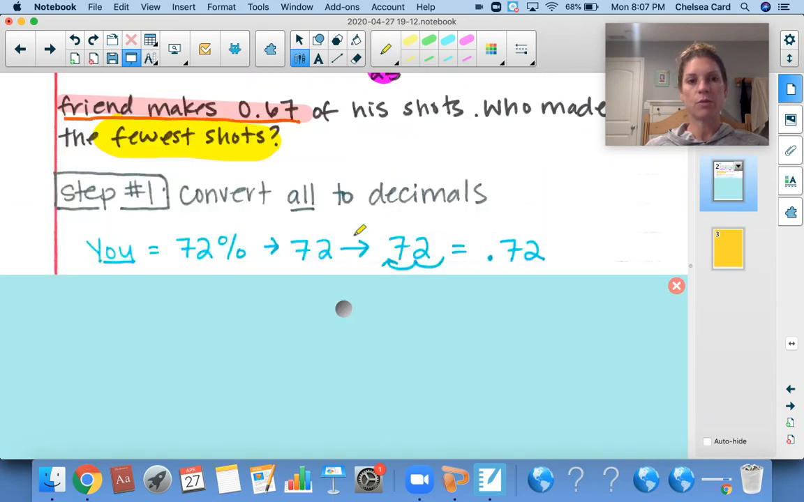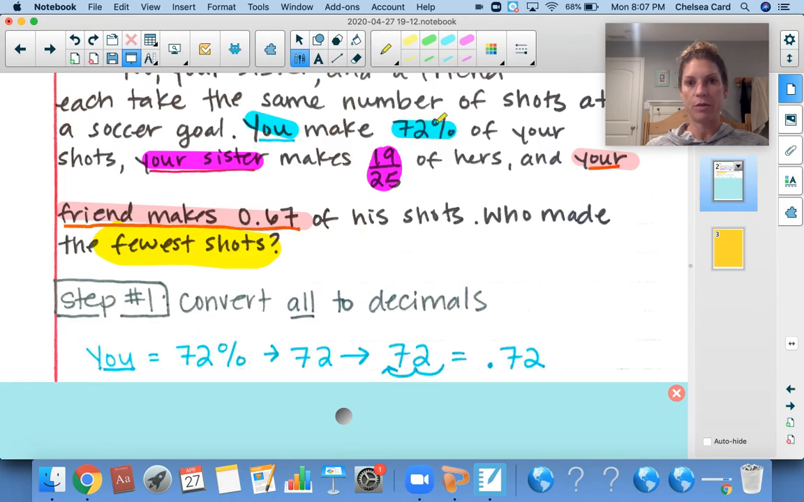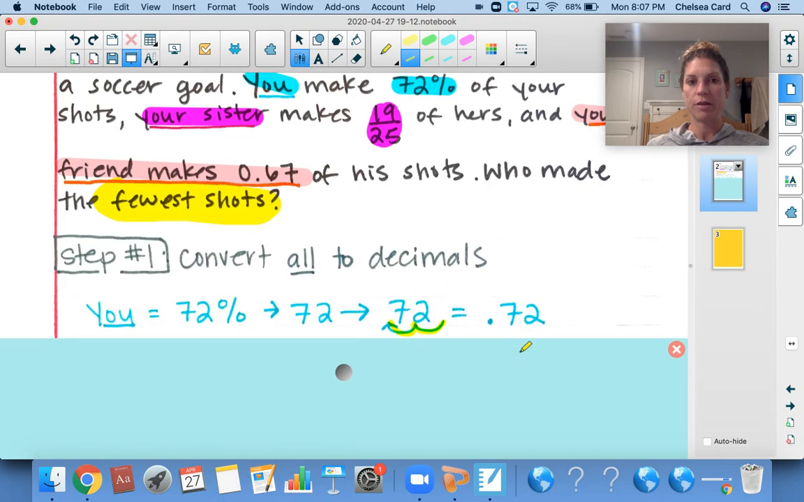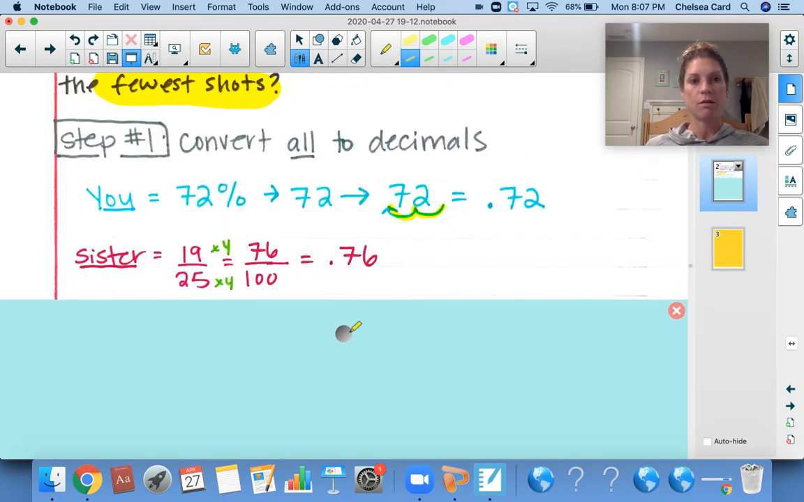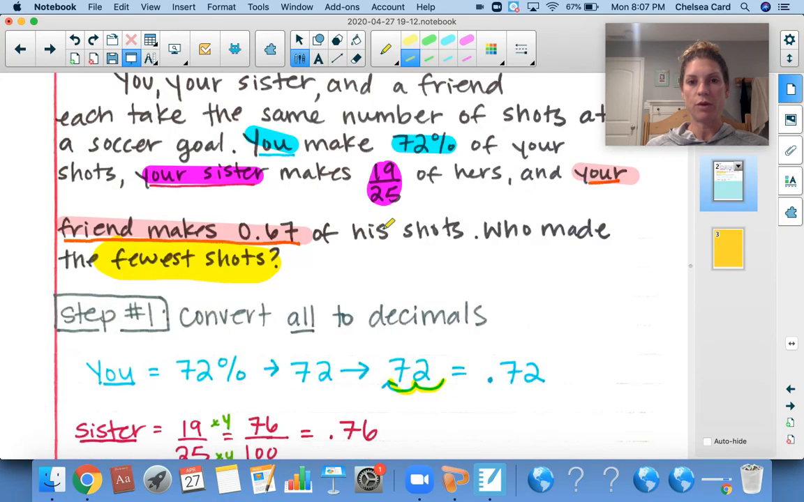So the first one is you make 72%. Says it right up here, okay? So what I'm going to look at is 72%. I drop my percent sign, it turns into 72. I move my decimal 2 places to the left, once, twice, and I get 72 hundredths. There's my first decimal.